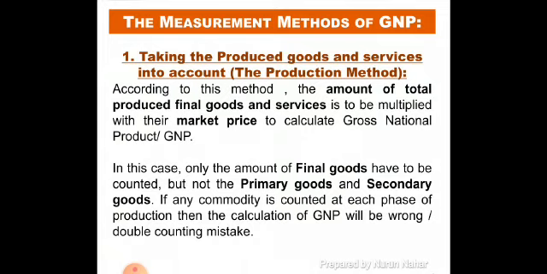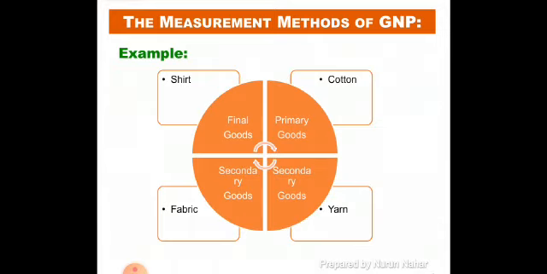As you know, goods can be classified into three types: primary goods, secondary goods, and final goods. When we calculate GNP according to the production method, we cannot calculate the primary goods and secondary goods. We have to calculate the final goods only. If any commodity is counted at each phase of production, then the calculation of GNP will be wrong, a double counting mistake. Let's see a diagram.